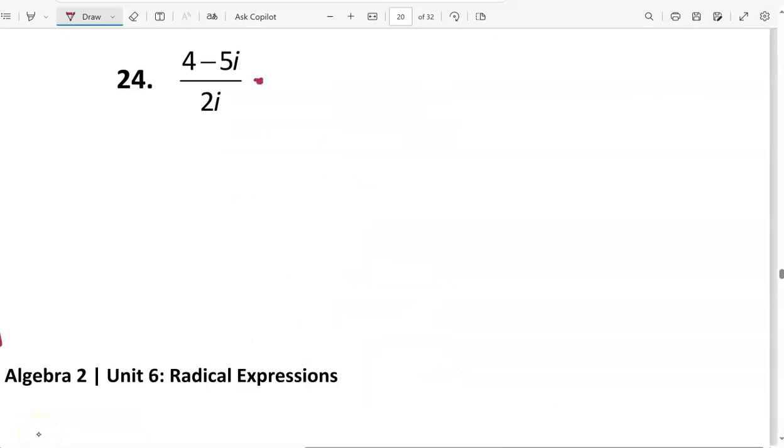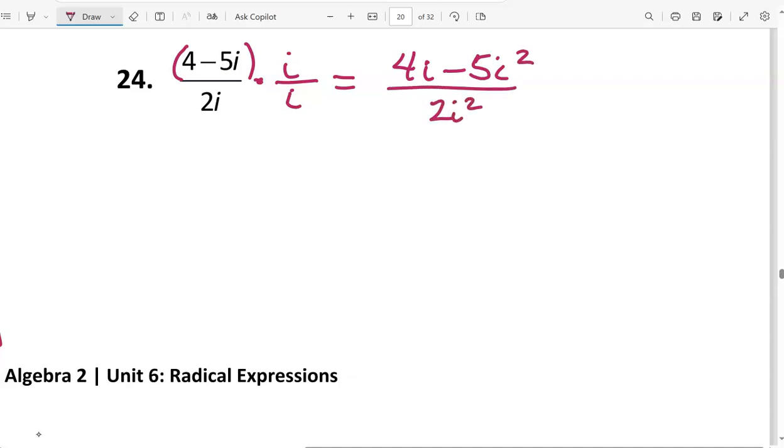Number 24 is similar to 23. Multiply by i divided by i and distribute that multiplication, 4i minus 5 times i squared, and then divided by 2 times i squared. Negative 5 times i squared is positive 5, so that's the real part, and then 4i, the coefficient rather, is positive. 2i squared is equal to negative 2.